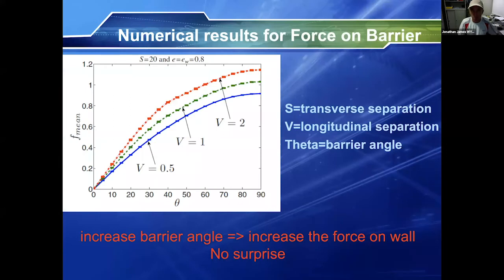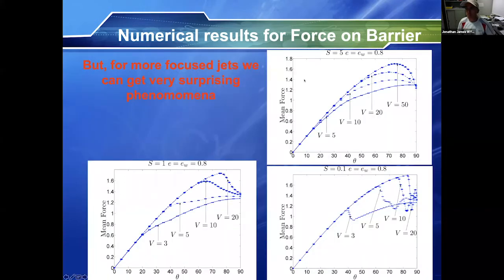However, let me just mention, that was when S equals 20. That means the jet is pretty wide, spread over 20 particles. So let's look at what happens when we have a more focused jet. Now S is only 5, and the restitution coefficients are the same. When the particles are close to one another, in this curve here, we still get basically the same behavior.